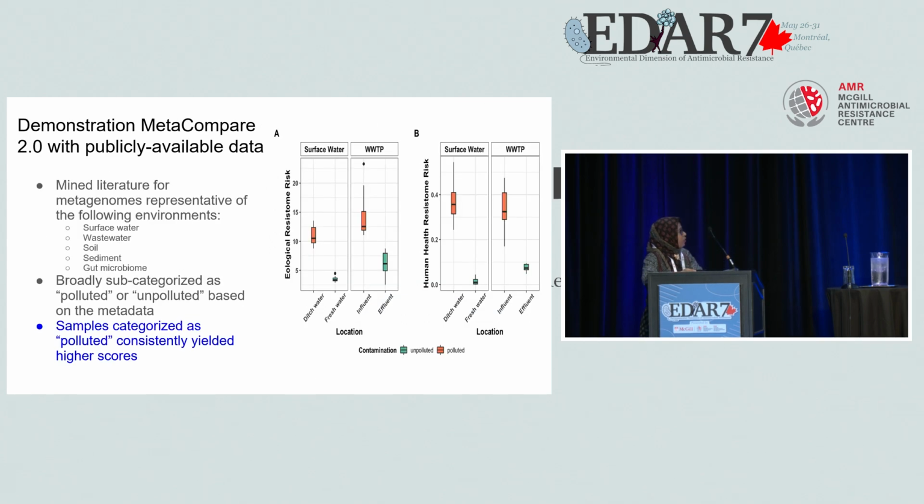To validate our tool, we mined literature to find samples that represent surface water, wastewater, soil, sediment, and gut microbiome. For each of these environments, we obtained 10 samples that are collected from locations which are highly contaminated and 10 samples from locations that are less contaminated in comparison. We broadly subcategorized these 2 contrasting groups as polluted versus unpolluted.